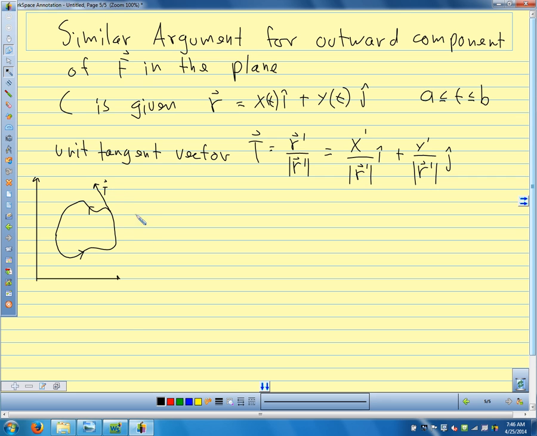What we're interested in is the outward component of f. So we're looking for a normal vector that points outward from the curve. And I'm going to call this our unit normal vector. So we've worked with these quantities before. And we want our unit normal vector to be pointed outward.